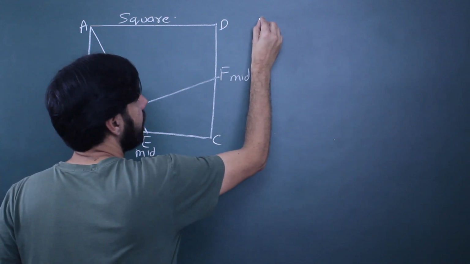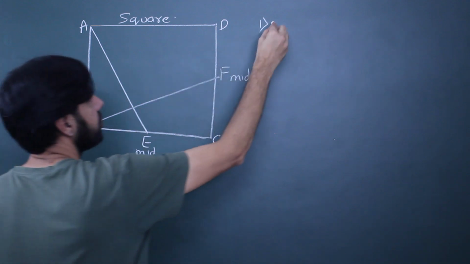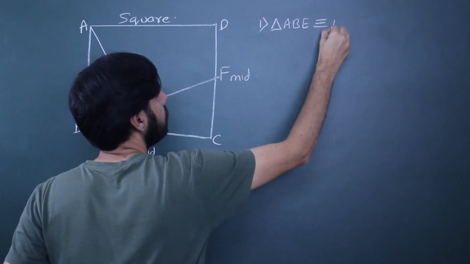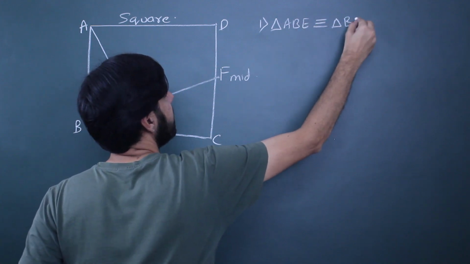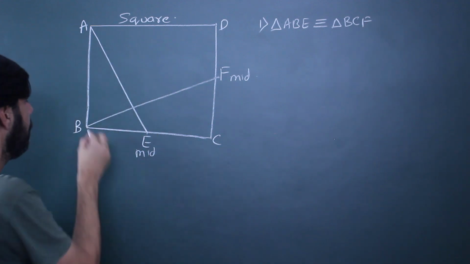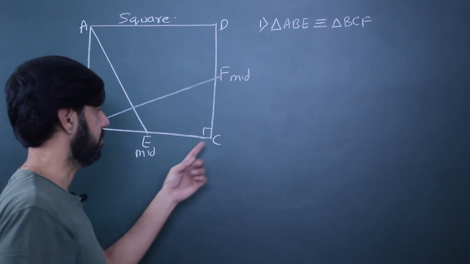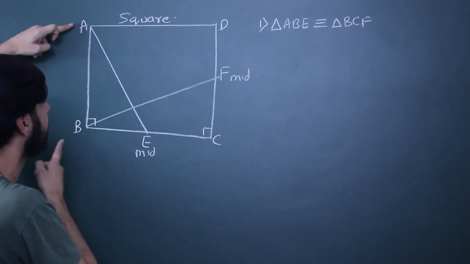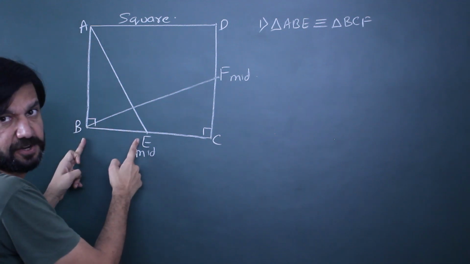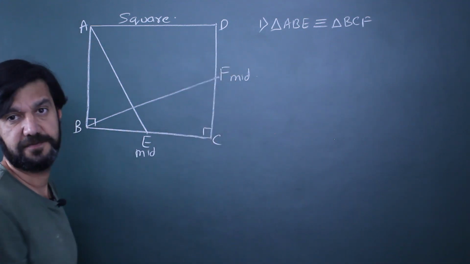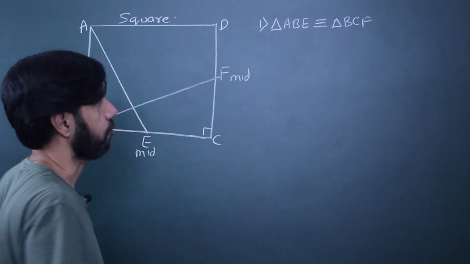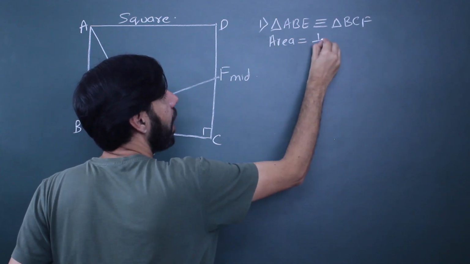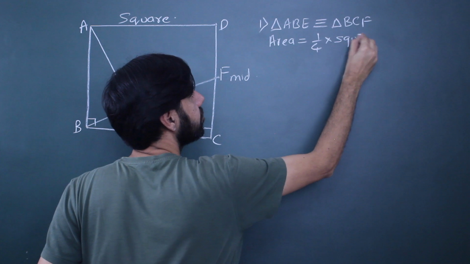Some of the learnings that you could commit to memory right away, and the first one is going to be: triangle ABE is congruent to triangle BCF. Now this is a no-brainer. Both are right angle triangles with the vertex of the square being right angles, and the perpendicular sides are side of the square, half side of the square, side of the square, half side of the square. So by construction itself they are congruent. Further, you could also say that the area of these are going to be 1/4 the area of the square.